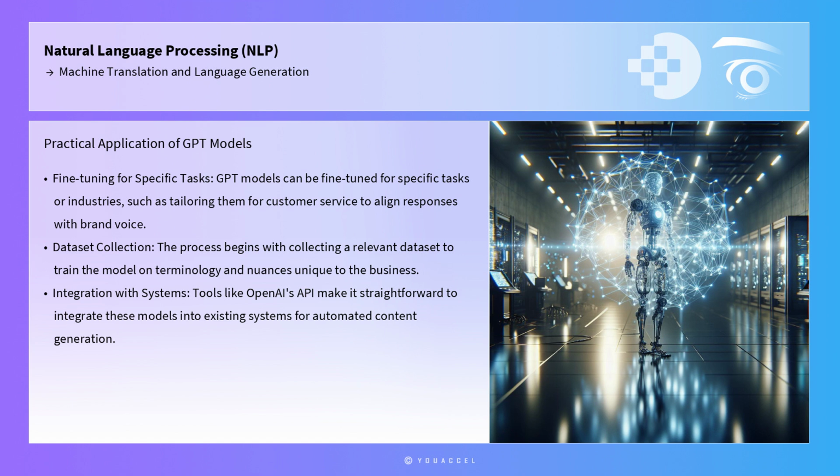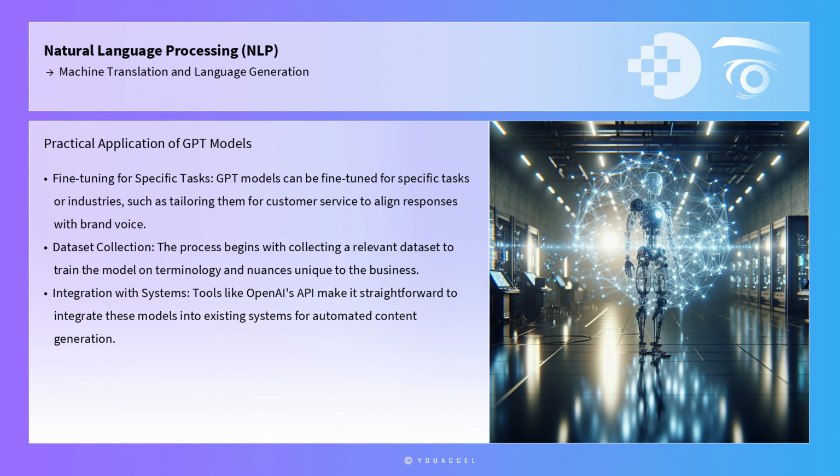The practical application of GPT models involves fine-tuning them for specific tasks or industries. For instance, a company in the customer service sector might tailor a GPT model to generate responses that align with its brand voice and address common customer inquiries. The process begins with the collection of a relevant dataset, which is used to further train the model on specific terminology and contextual nuances unique to the business.